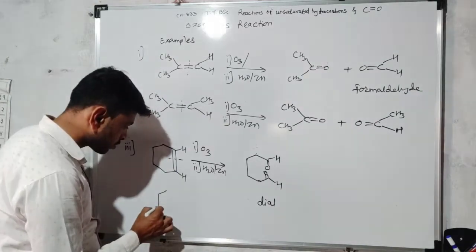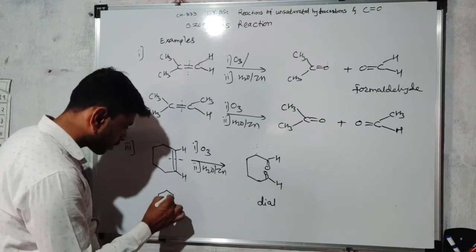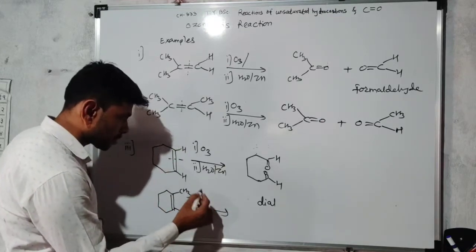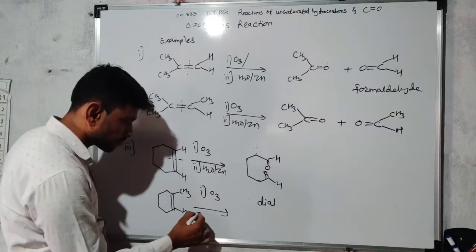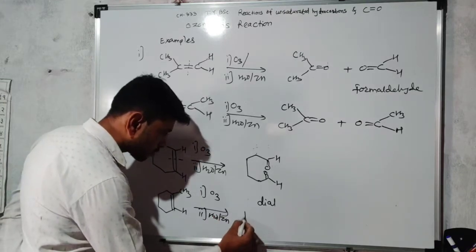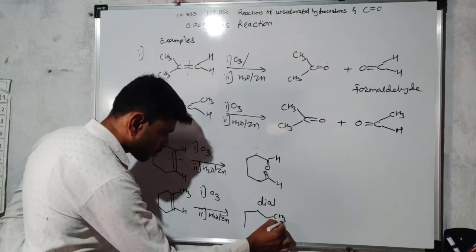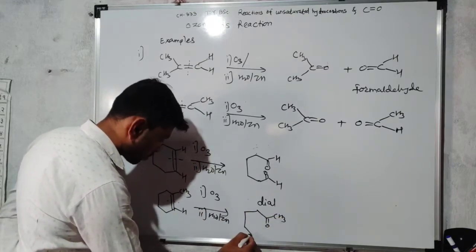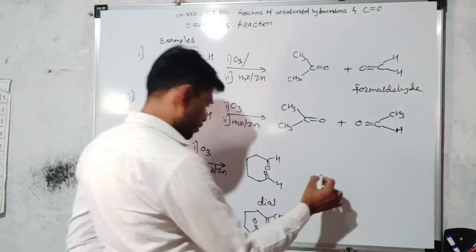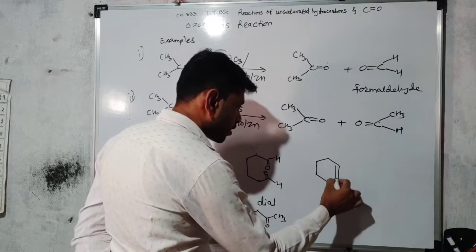Instead of that, if we use a substituted alkene, with one substitution, then by the same process of ozonolysis and ozonoid breaking, in the second step we get the product where there is breaking of this carbon-carbon double bond. So here CH3 group, double bond O, and here this aldehyde.